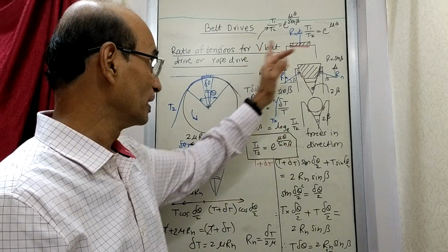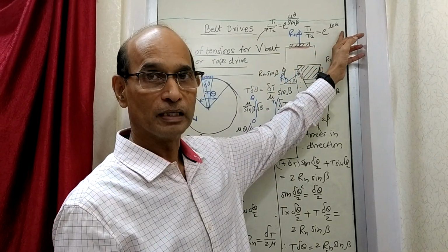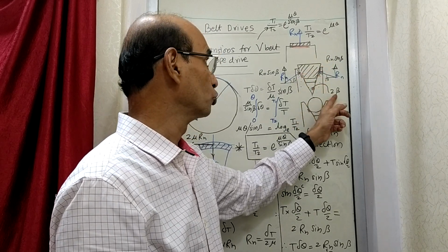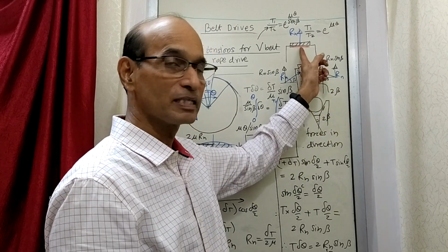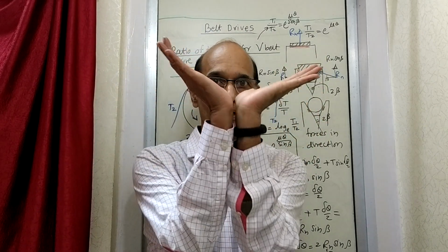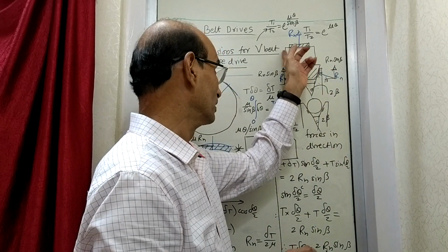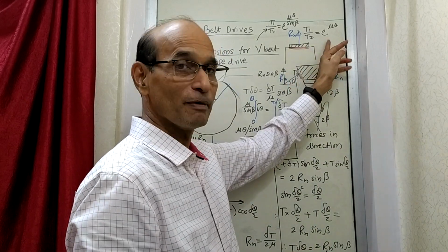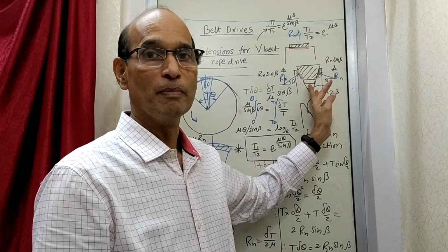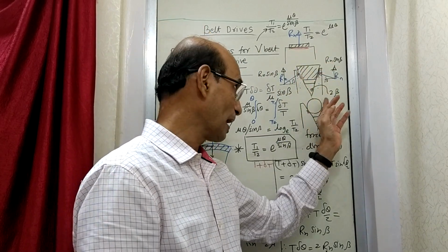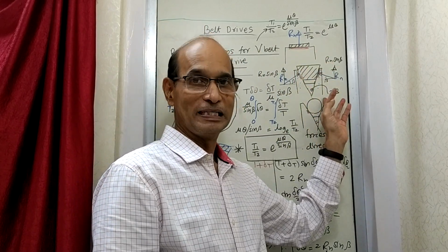So if you remember, the earlier derivation was e raised to mu theta. Now can you see that when this 2 beta is equal to 180 degrees, it becomes this case. Because when you make the angle 2 beta like flat, that is a flat belt. So this belt is a special case of V belt. So you can say that flat belt is a special case of V belt where angle 2 beta is 180 degrees.